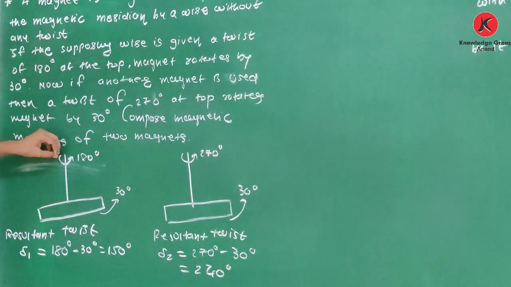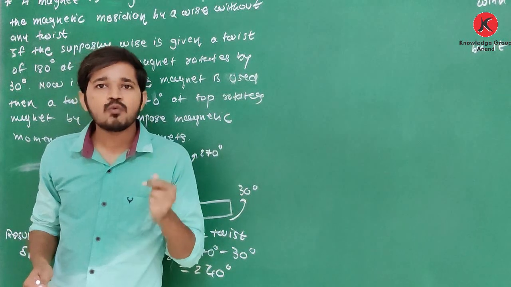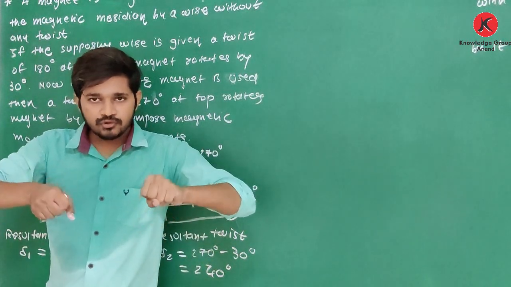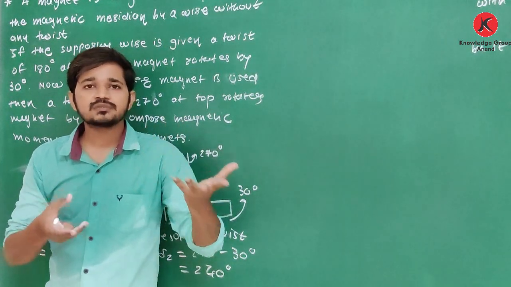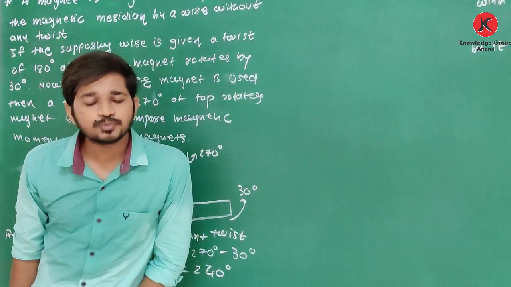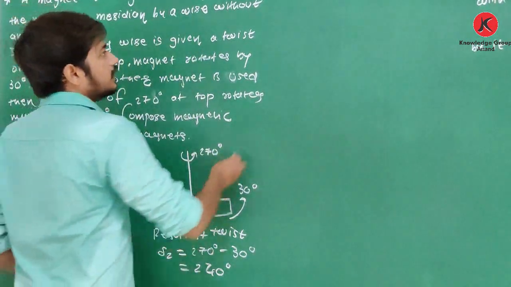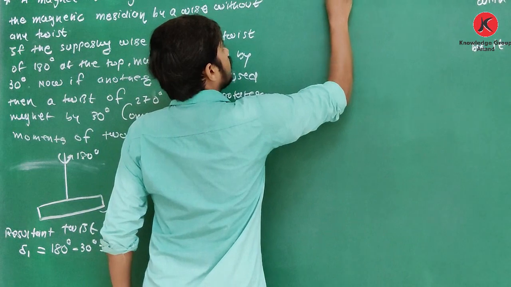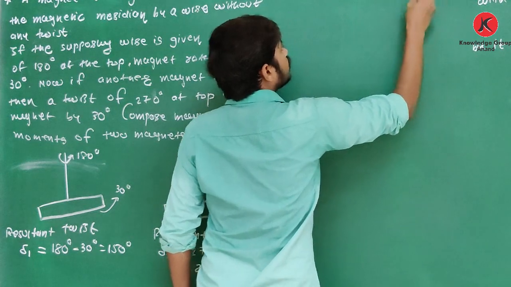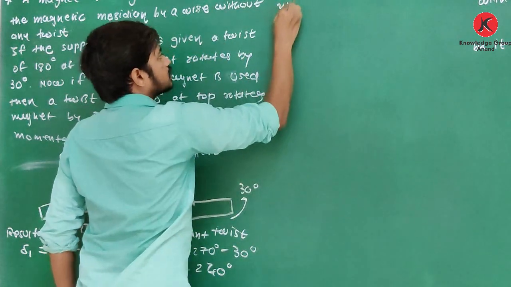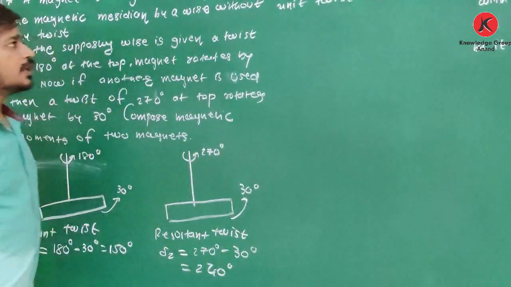Now, if you have observed, if you produce twist in any string, in any wire, and if you release that force, then we know that restoring torque is produced. So I am assuming that restoring torque per unit twist is K. Let restoring torque per unit twist be K.